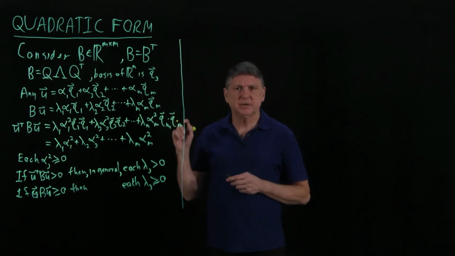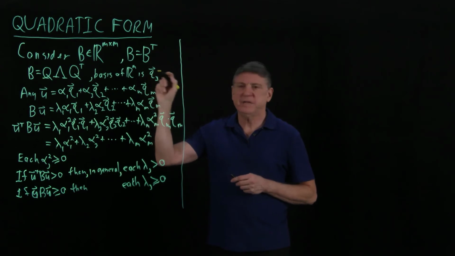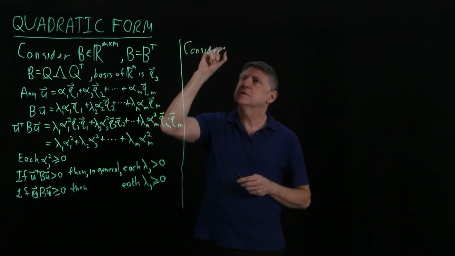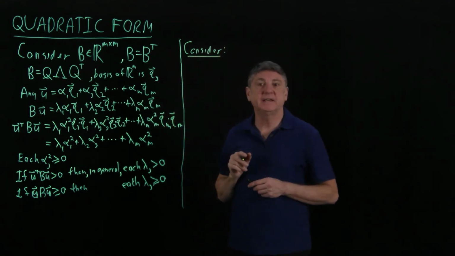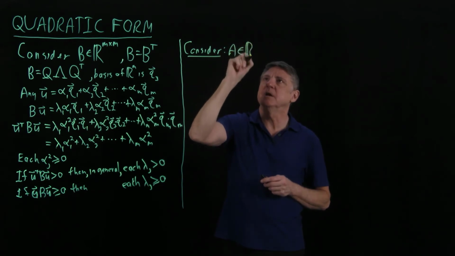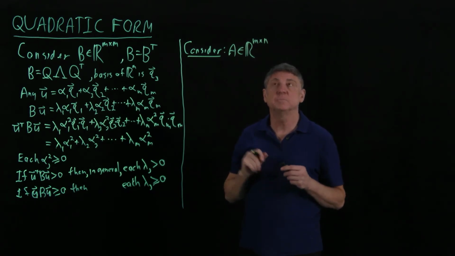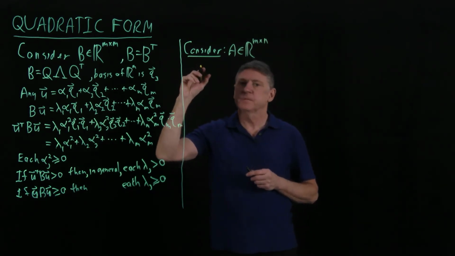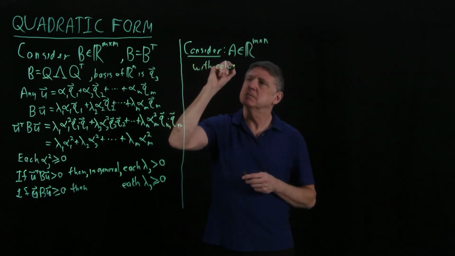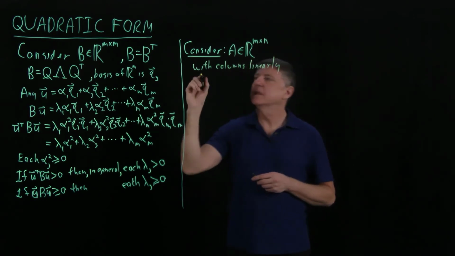Now, let's consider a special case of a symmetric matrix, something that occurs in linear data analysis a lot. Suppose we have a general matrix A. This has real numbers and it has m rows, and now we'll let it have any number of columns, except that we'll say it has columns that are linearly independent.